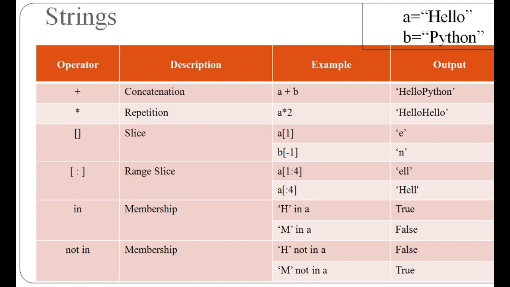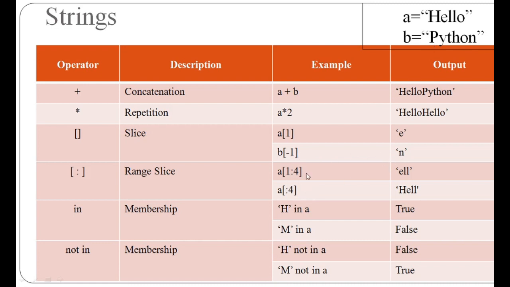Then I can have a slice operator. We have A of 1. The string index starts with 0, 1, 2, 3, etc. So A of 1 will be the E element. And then Python allows negative indexing also. The positive index starts from the left side, and the negative index starts from the right side. So this will be -1, this will be -2, and so on. So B of -1 will be n.